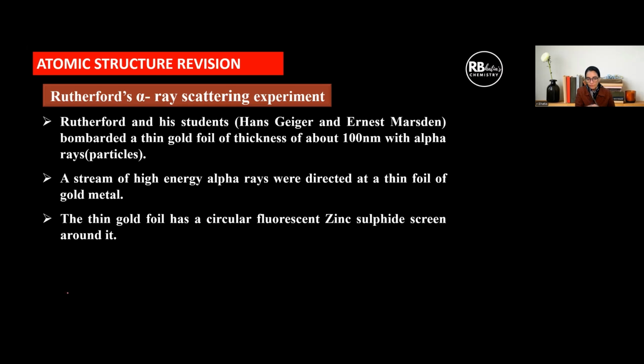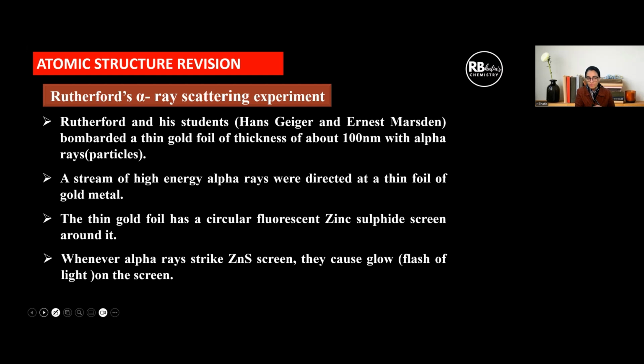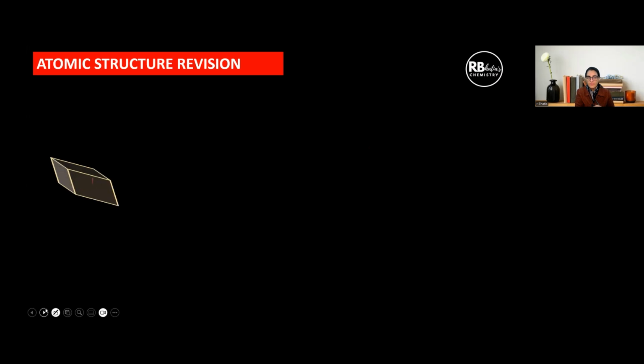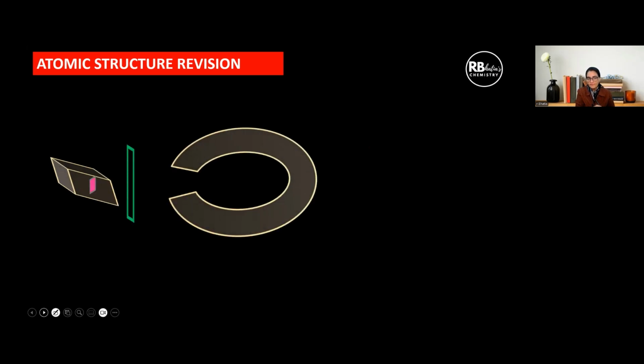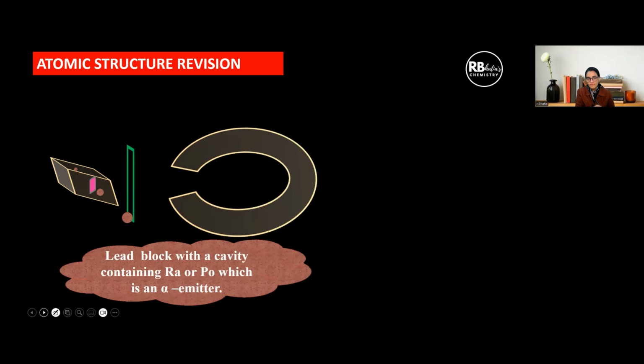The thin gold foil was surrounded by a circular fluorescent zinc sulfide screen in order to get observations of all the deflected alpha particles. So whenever alpha particles strike the zinc sulfide screen, they cause a glow, that is a flash, and from there it became easy to study the deflections by various alpha particles. So this is the experimental part.